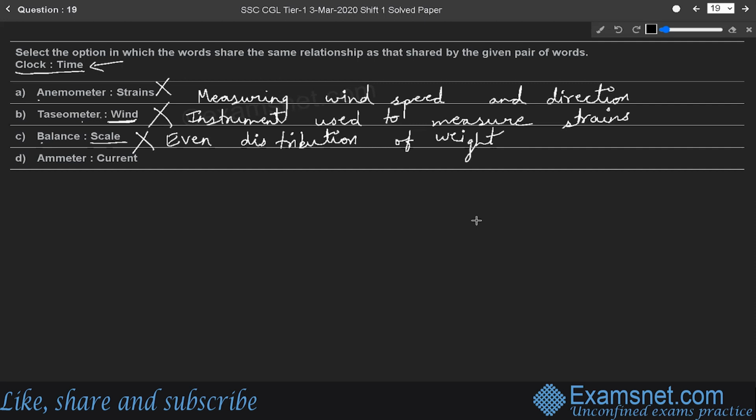Now let us look at the last option, which is ammeter and current. We know that an ammeter is an instrument that is used to measure current in a circuit. So it is very clear that ammeter and current are related to each other, because an ammeter is the device that is used to measure current in any given circuit. So ammeter and current share the same relationship as shared by clock and time. So the correct answer for this question is option D. I hope you are clear with this question.